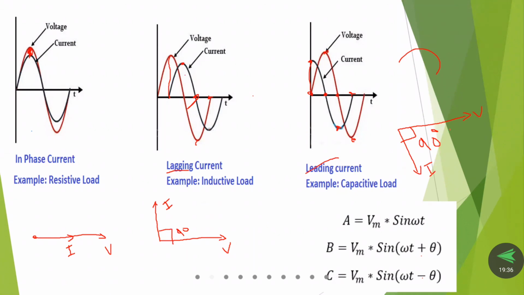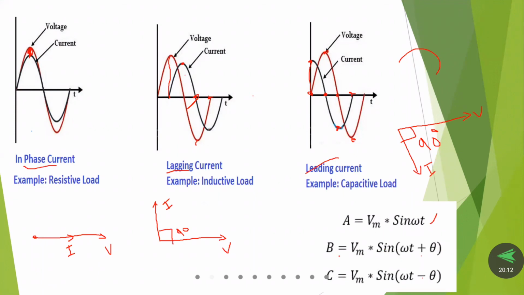Similarly, in the case of leading, we take voltage as the reference. The current is in the leading position, so it will be forward of V by an angle of 90 degrees. Generally, we can write the formulas here: V equals Vm sin omega t, or I equals Im sin omega t, whichever quantity we select. This is for the in-phase case. When the voltage and current are in phase, this formula is used.